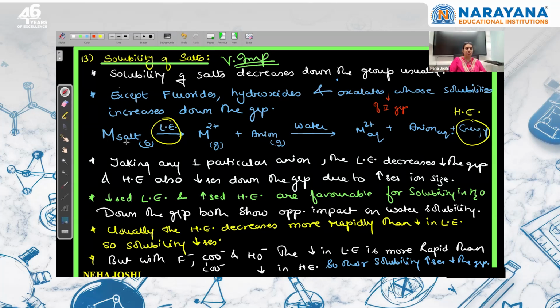Now, when you have a solid salt, how is solubility observed? First, it absorbs lattice energy, giving M2+ and the anion in gaseous form. Then these dissolve in water and release hydration energy. The lattice energy is absorbed, the hydration energy is released, and the dissolution is more favorable if the overall energy change is more and more negative.